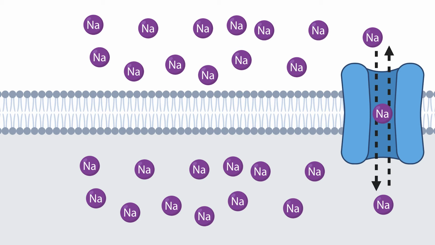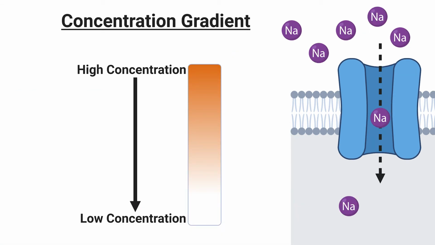Sodium will likely pass through an ion channel. Ion channels allow particular ions to pass through them by diffusion, or another way of saying that is that they are falling down their concentration gradient.